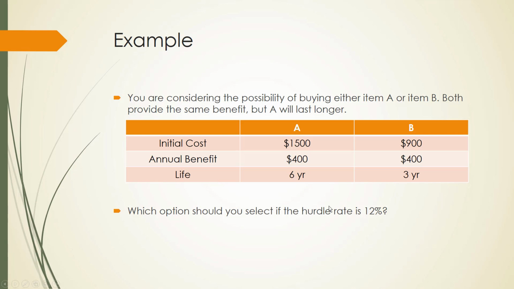So let's look at a fairly simple problem where I have an initial cost and an annual benefit. So maybe I'm using it to manufacture something and I can manufacture exactly the same number. So the annual benefit for both is $400. But option A costs $1,500 and lasts 6 years. Option B costs $900 and only lasts 3 years. Which option should I select if I'm using a hurdle rate or an interest rate of 12%?